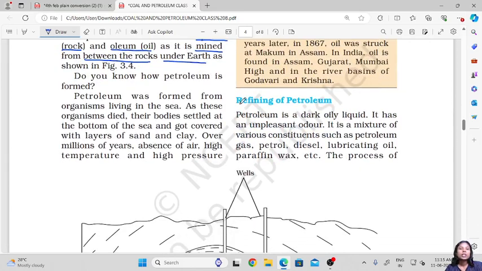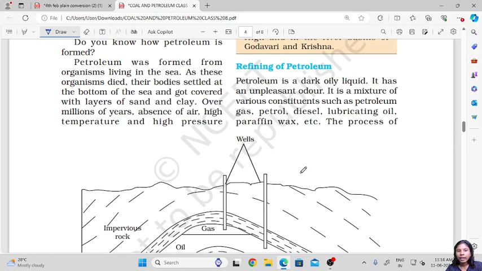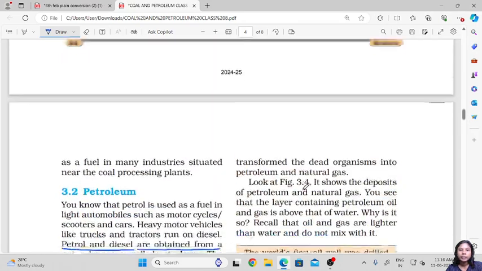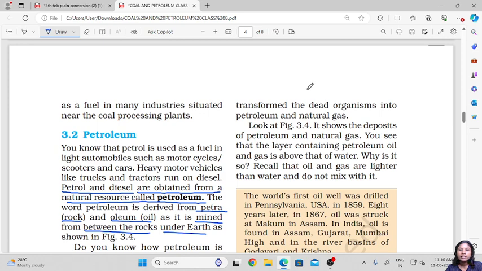Now, when we were talking about coal, we said that coal was formed due to the conversion of dead vegetation. Here, what we are looking at is the living organisms under the sea. When these living organisms die, their bodies get settled at the base of the sea, and over the years they get covered by layers of sand and clay. Over millions of years, due to the absence of air or oxygen and high pressure and temperature, these dead organisms get transformed into petroleum and natural gas.